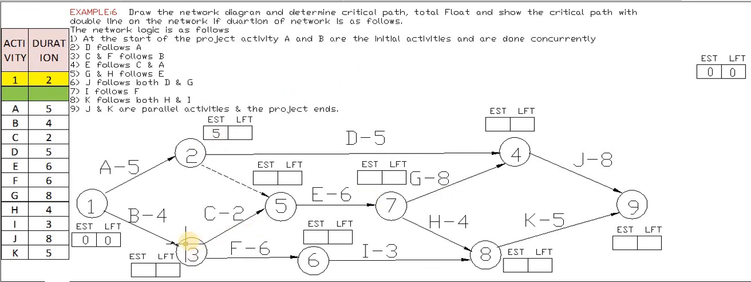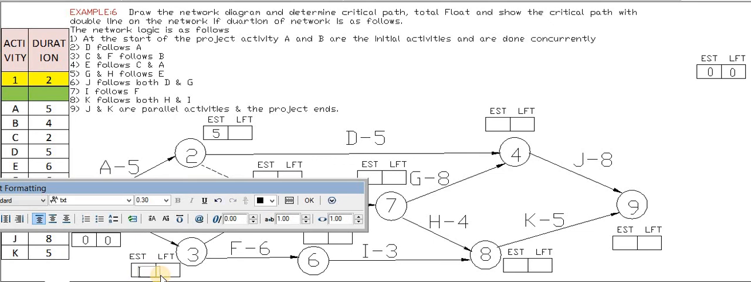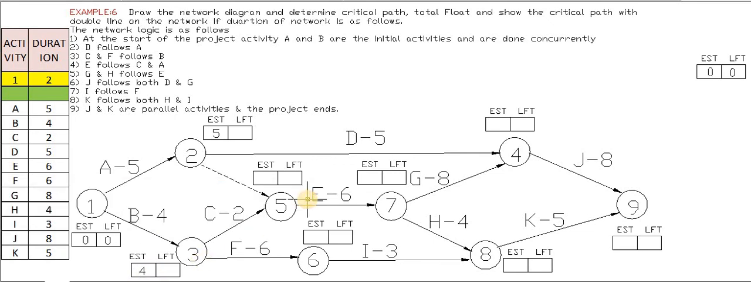Next is 3. How many arrows are meeting at 3? Only one arrow, so only 1 to 3 is the path. While calculating EST we have to see the path. Only 1 to 3 is converging to 3, so we have only one path. The previous value is 0, so 0 plus 4, the duration, gives an EST of 4. We will copy this and change it to 4. So we have covered the first node, second node and third node.